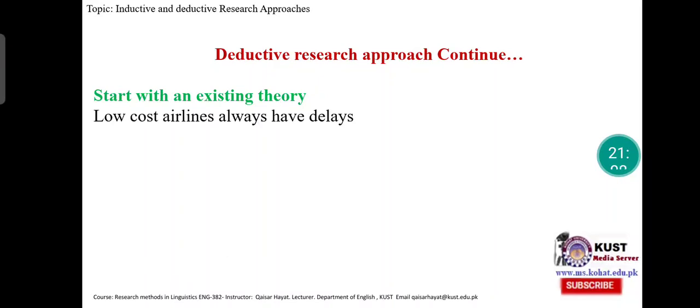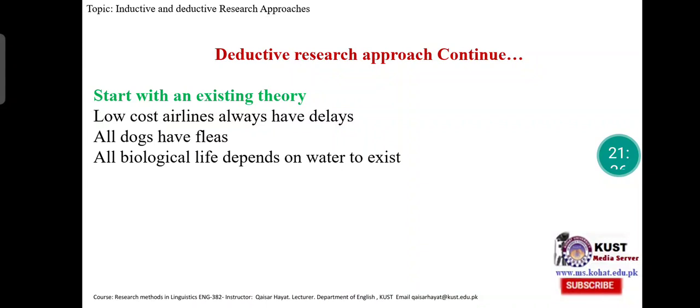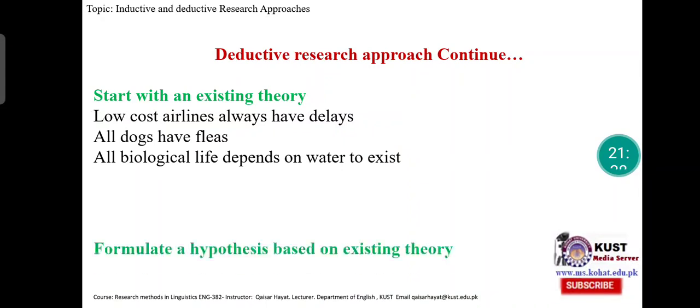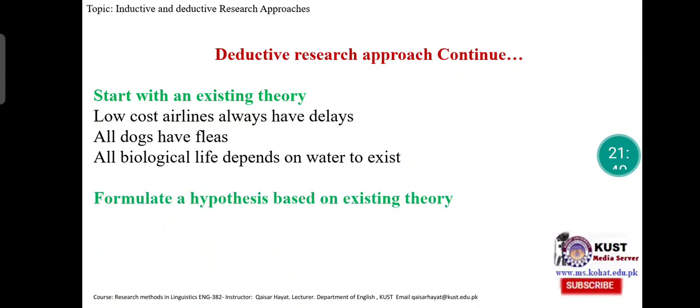How? Low cost airlines always have delays. This is the theory that you have developed in the inductive approach yourself. That theory is based here, and that is that low cost airlines always have delays. All dogs have fleas. Yes, this is your theory there. And all biological life depends on water to exist. So what is the next stage right now?